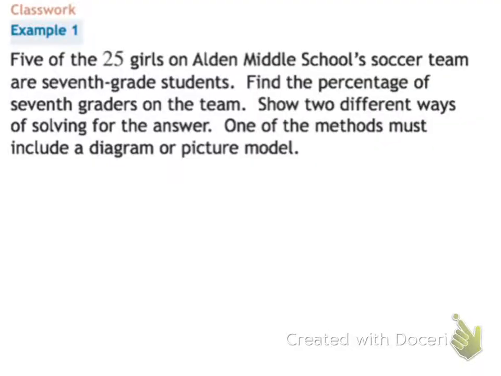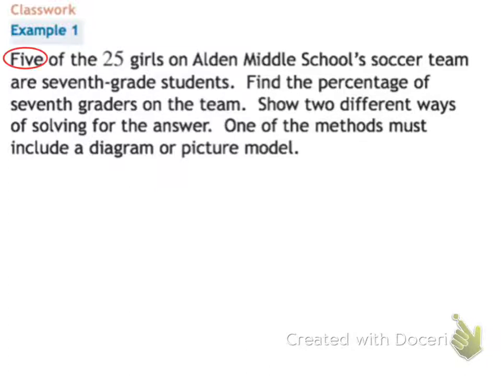Let's take a look at example number 1. Five of the 25 girls on Alden Middle School's soccer team are 7th grade students. Find the percent of the 7th graders on the team. Show 2 different ways of solving for the answer. One of the models must include a diagram or picture model.